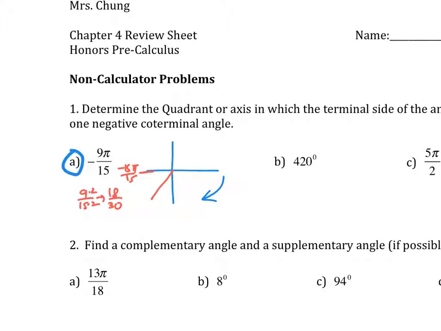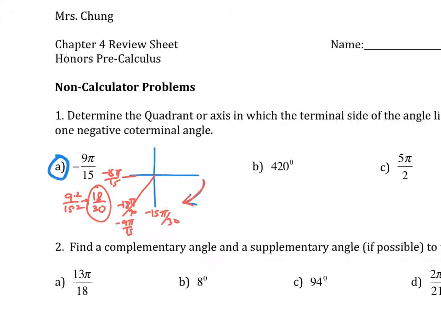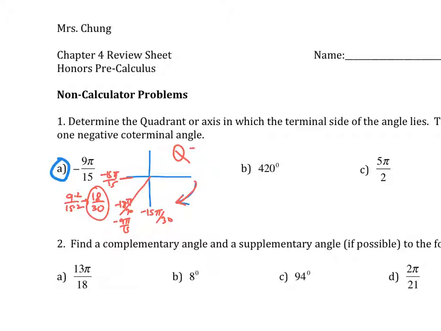Did you guys see that? Because halfway would be negative 15 pi over 30, but since I'm at negative 18 pi over 30, I would be a little more than that, 18 pi over 30, right? Which is negative 9 pi over 15. So to determine the quadrant, this is going to be quadrant 3.